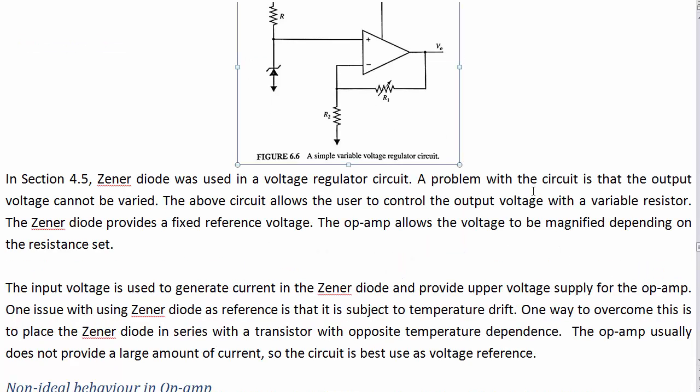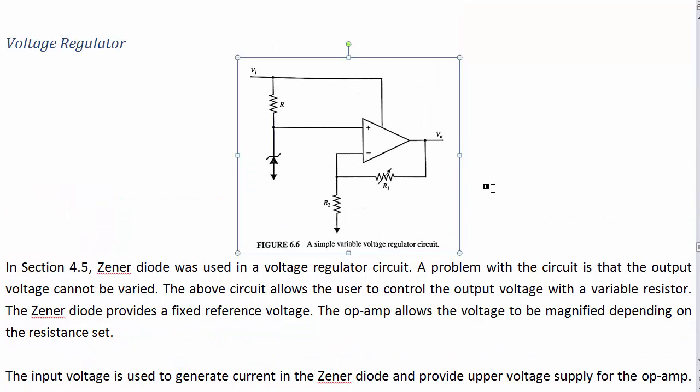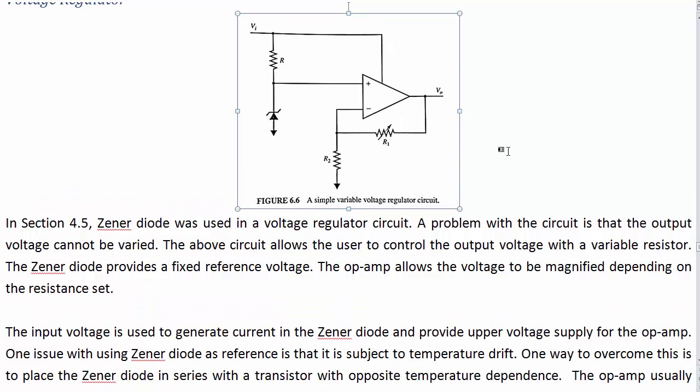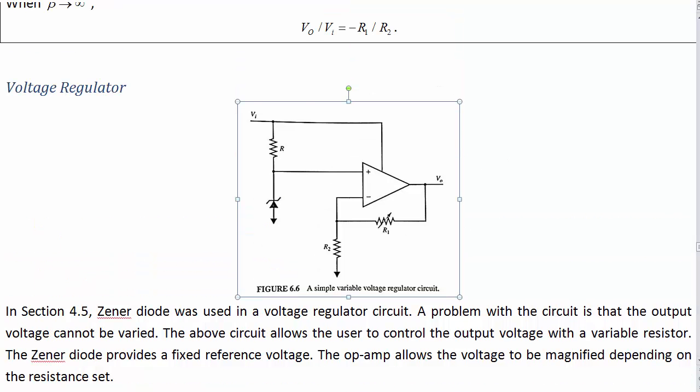So this can be used as a variable voltage regulator circuit. We still have the problem that the op-amp can't provide a large amount of current, even though it does have low output impedance. We'd need a high power op-amp to be able to run a huge amount of current through it. So this is better used as a voltage reference than as a real voltage supply for high power things.